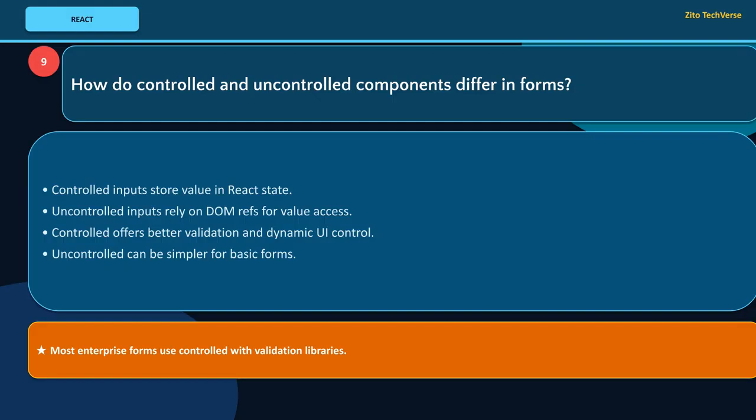Next, how do controlled and uncontrolled components differ in forms? Controlled components store state directly in React, offering better validation control. Uncontrolled components use DOM refs, which can be simpler for very basic form setups.